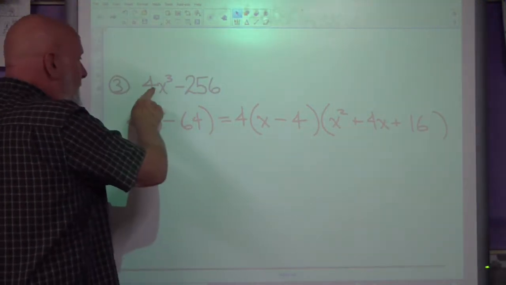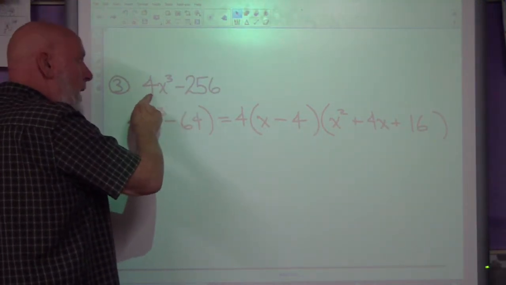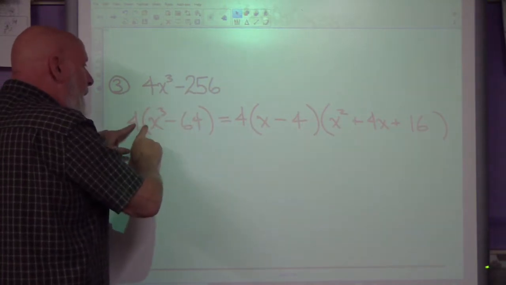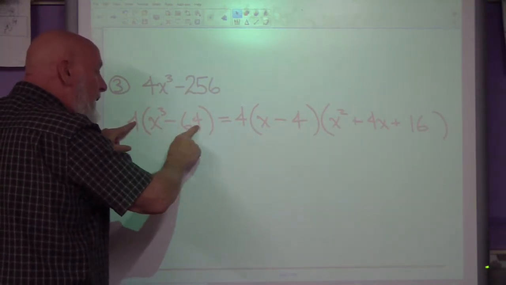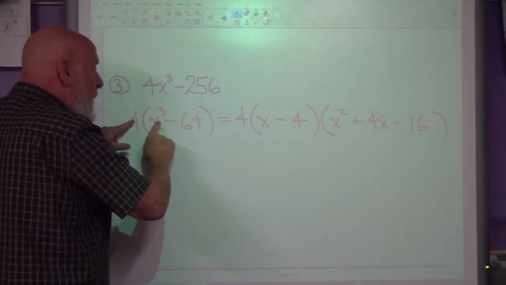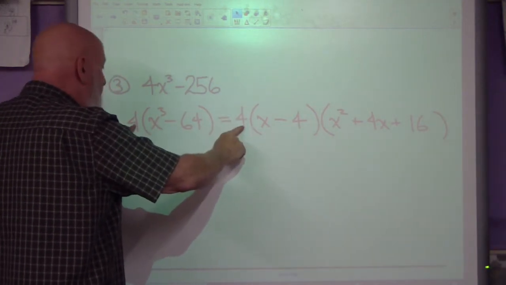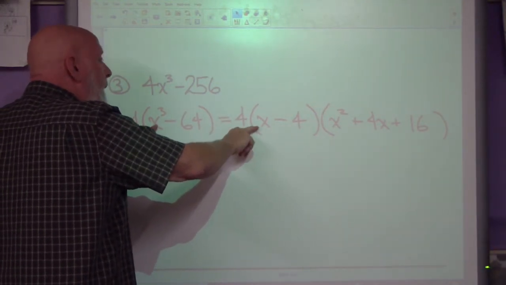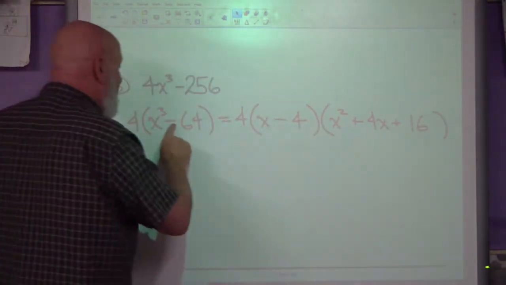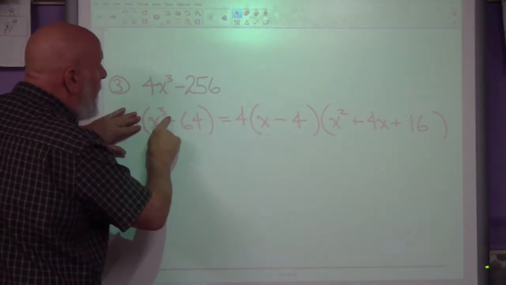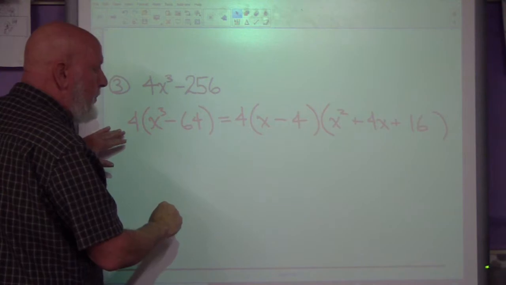I factored it. I had to factor out a 4 first because I know, hey, 4 is not a perfect cube. So I factored it out. What was remaining is a difference of perfect cubes. So I factored this. Now I put the 4 there to indicate that I factored out the 4. And then this is the correct factorization of this resultant difference of perfect cubes.